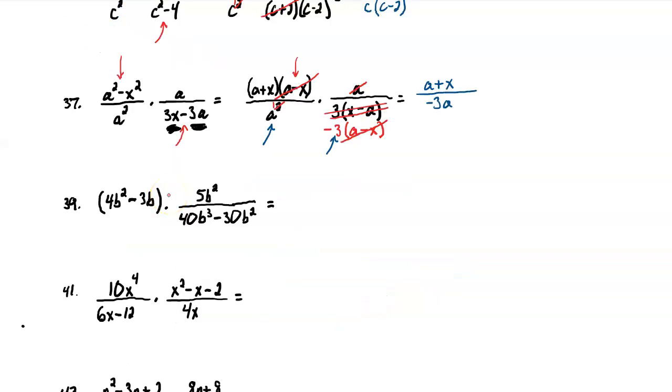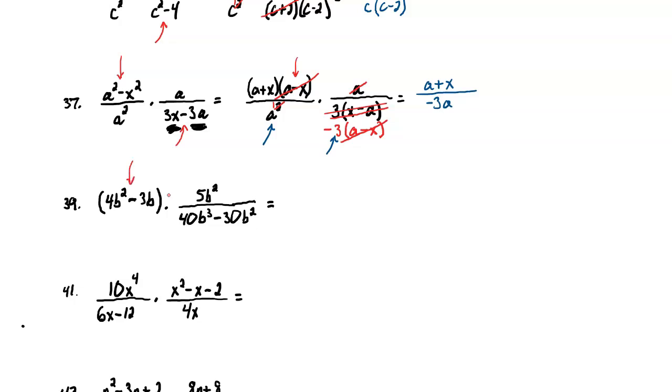So after doing a few of these, do you recognize the process? The first thing you do is you factor all polynomials that are in the multiplication problem. Then you can cancel. So let's find all of the polynomials.